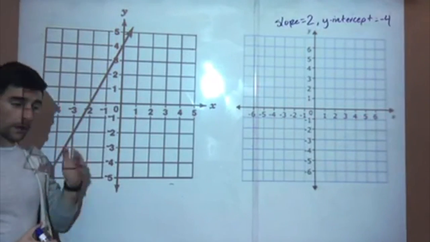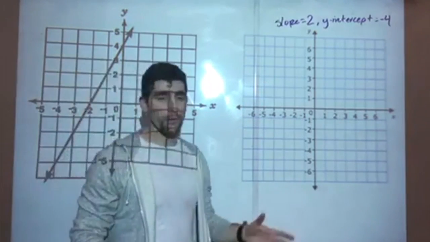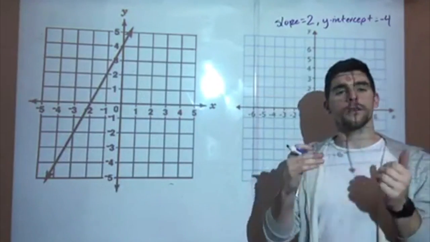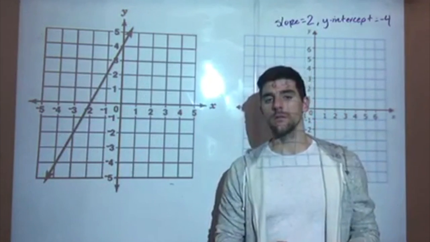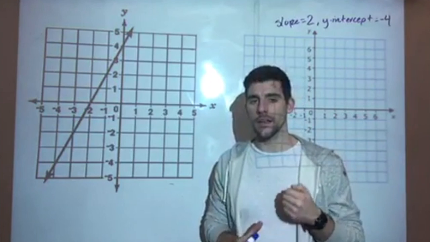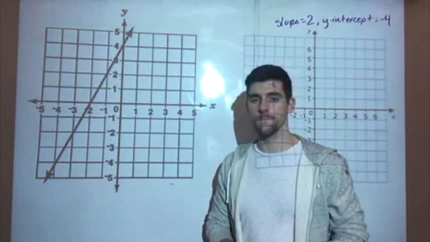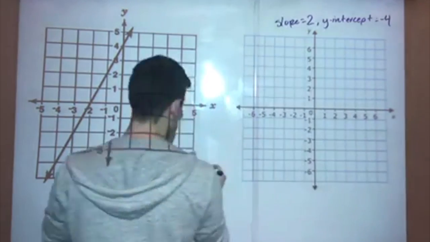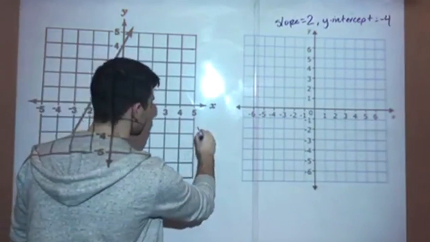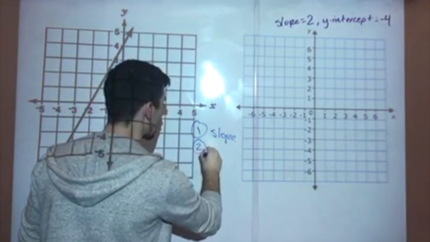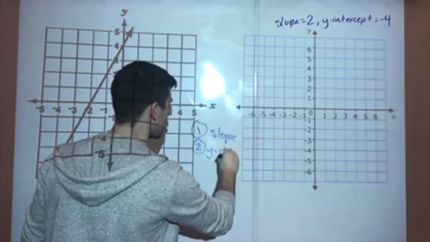All right, let's hop into some examples. But before we even get started, I'm going to ask you, and hopefully you already know, what are the two things we must know to write the equation of a line or to graph the equation of a line in slope-intercept form? Hopefully you said, and I have to write this down: 1, we have to know slope. And 2, we have to know the y-intercept.